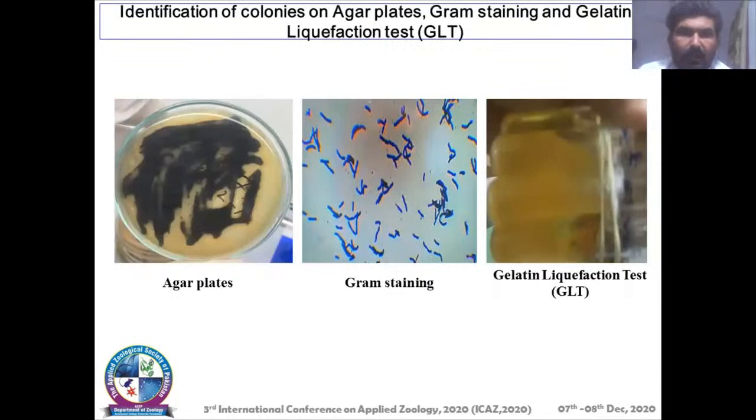These are a few of the pictures of agar plates. We can see the black color colony on perfringens agar base medium, gram staining, and gelatin liquefaction test.